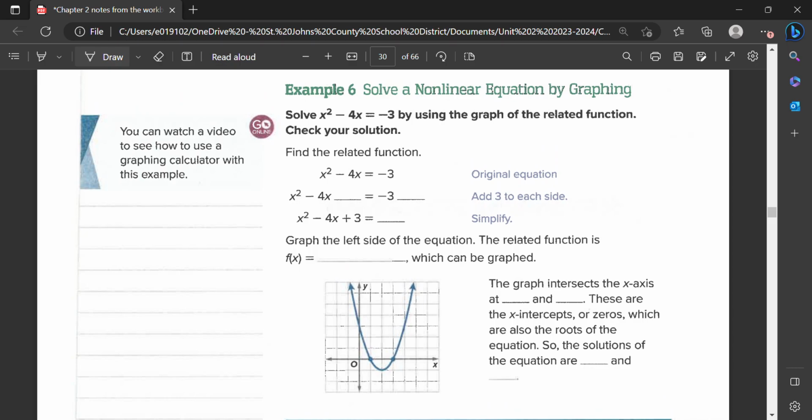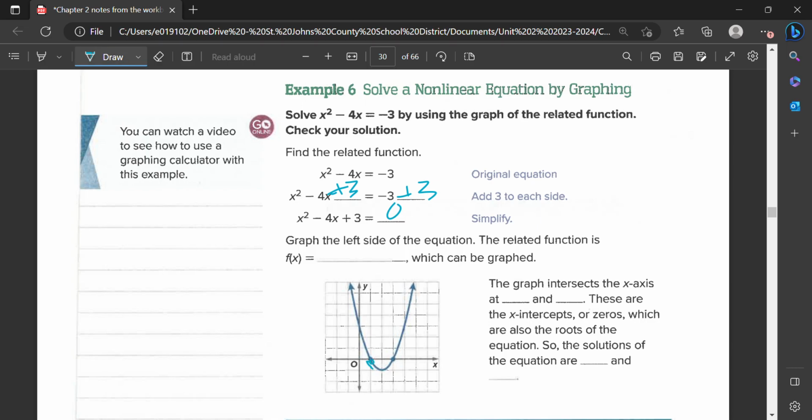All right, for this one, we want to get everything on the same side, so they want us to add 3, so it's equal to 0. So you get x squared minus 4x plus 3 equals 0. When you graph that, we're going to talk about how to graph these in the second semester, so after Christmas break, so we're not going to talk about that quite yet.